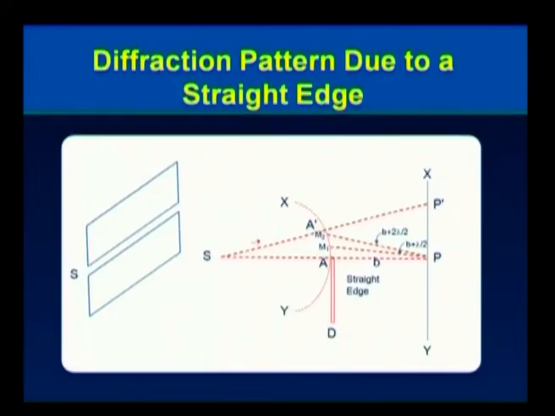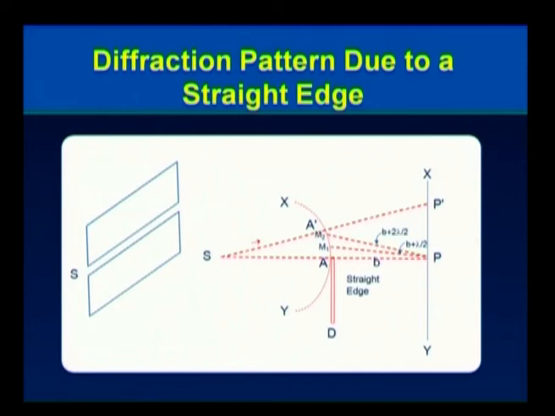So, the important point is, in the case of diffraction, whether it is straight edge or wire or circular aperture, whatever be the case, you will be constructing what are called half period zones, without which you cannot explain the intensity variation. That is number one.